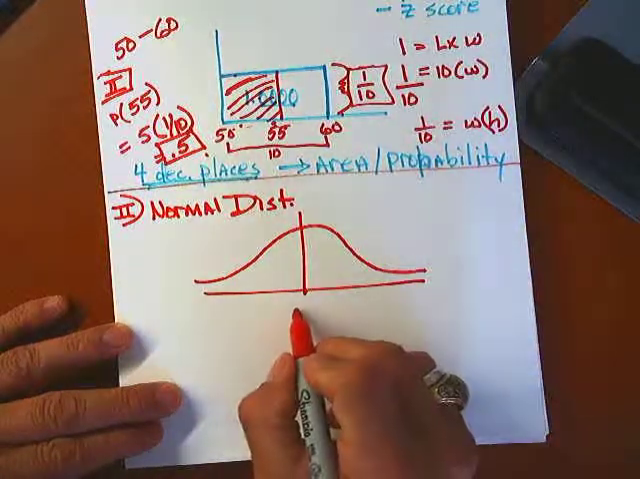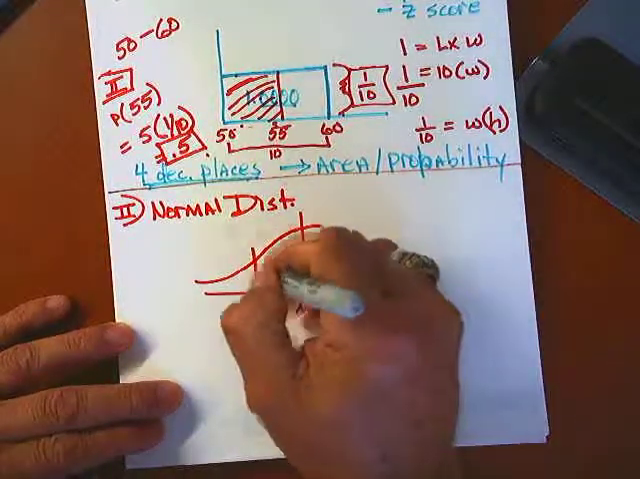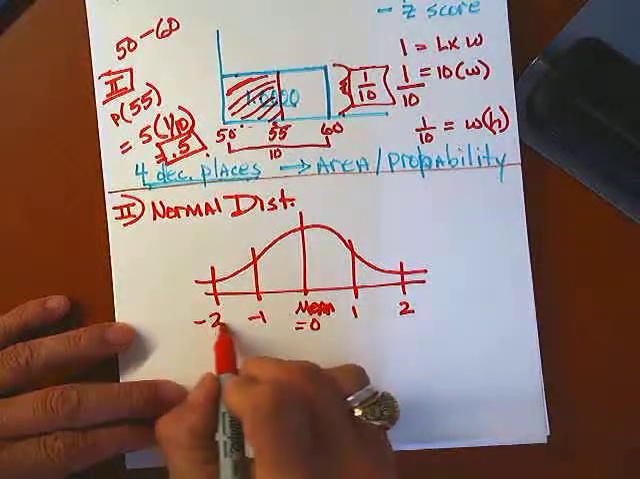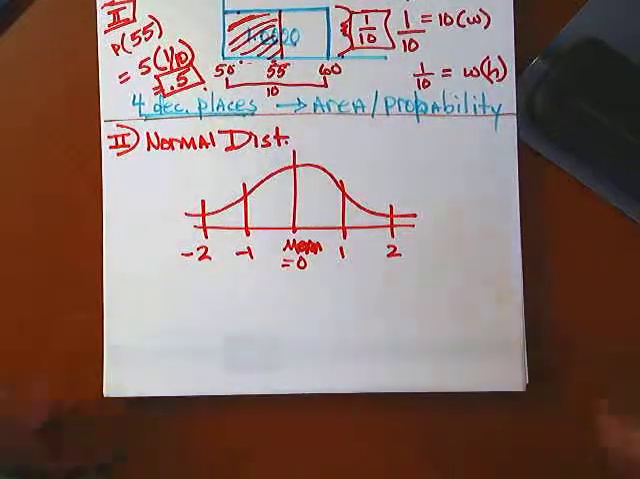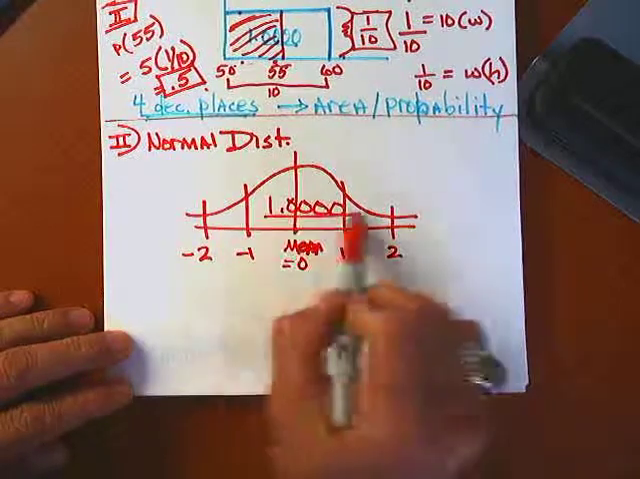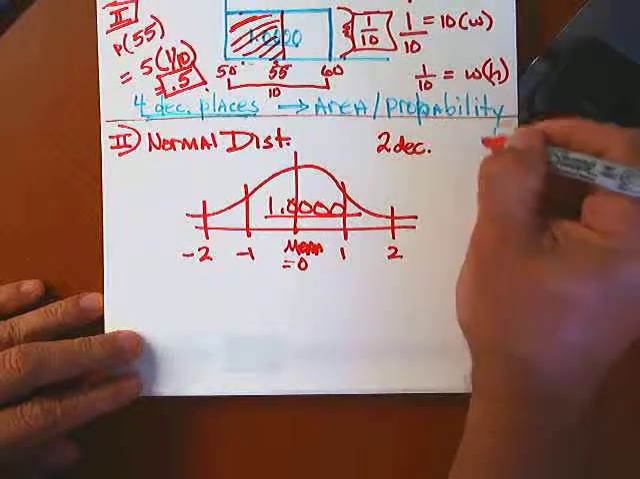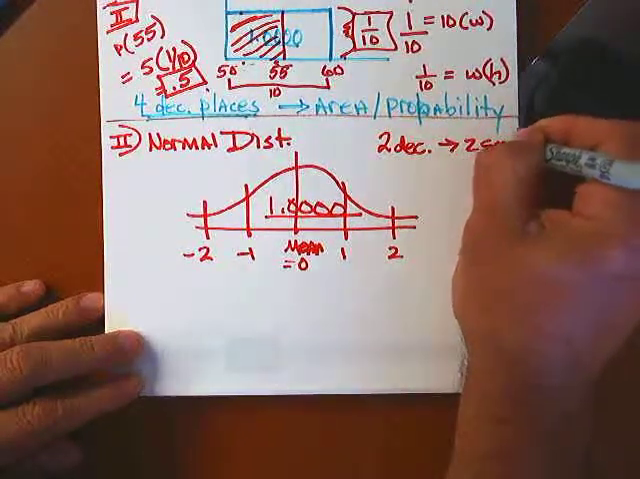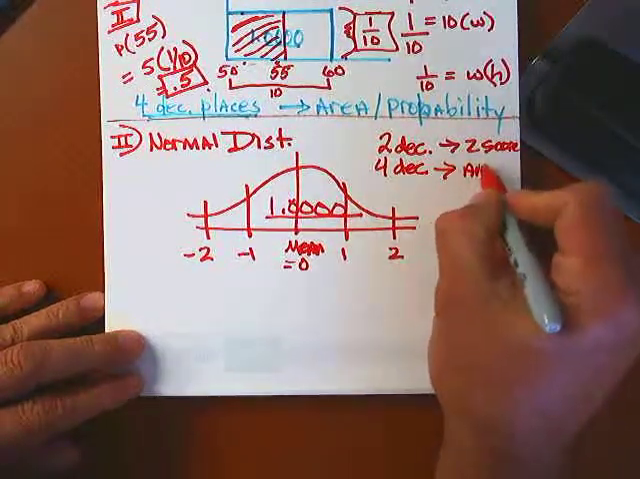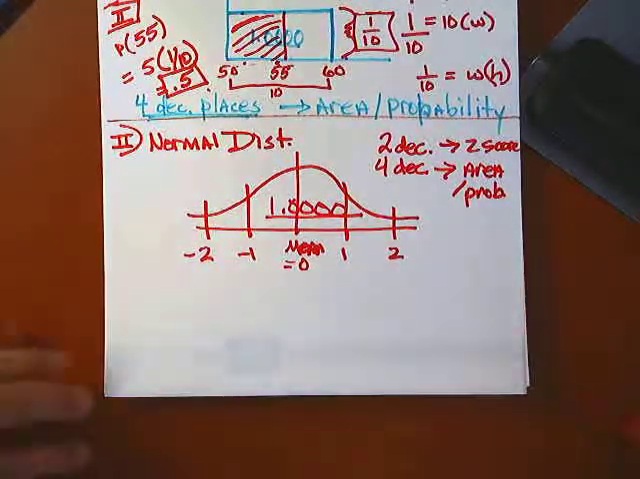And normal distribution looks like the bell curve, and it uses z-scores, where the middle is the mean, and you use your z-scores. Mean is equal to 0, and 1, 2, -1, -2. So that's what your normal distribution looks like, and the area under the curve is 1.0000. Now remember, when you're talking about 2 decimal places, you're talking about a z-score. When you're talking about 4 decimal places, you're talking about an area or a probability.